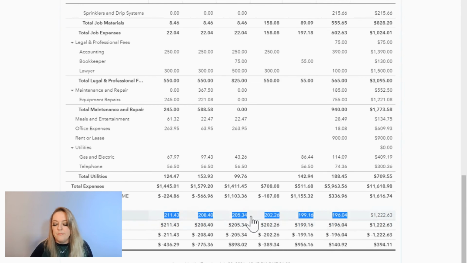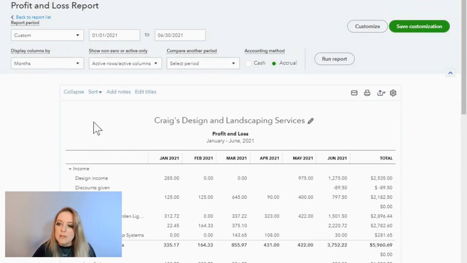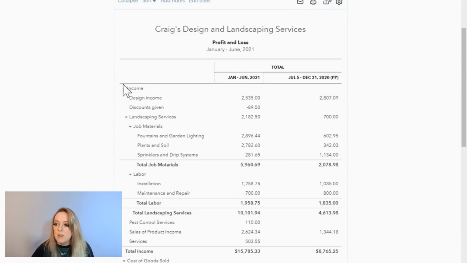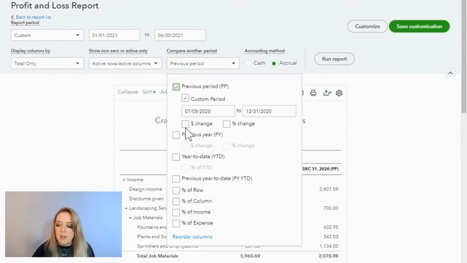So that's one of the things that we can find out when we're doing these comparisons: we can infer information about the company, we can see trends, and then we can also make decisions based on these comparisons, these month over months and year over year. Another thing that I would like to show you is, we'll go back to the total and we'll run this with a previous period comparison. So what this is going to do is it shows, I want to do the dollar change and percent change.